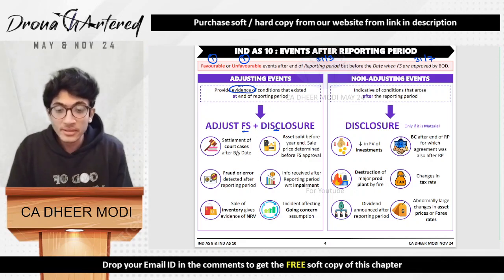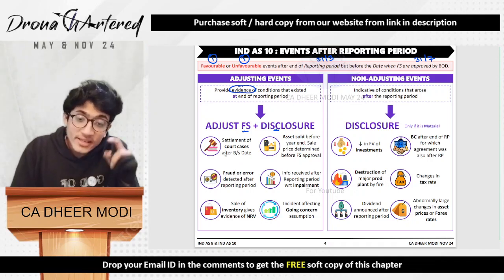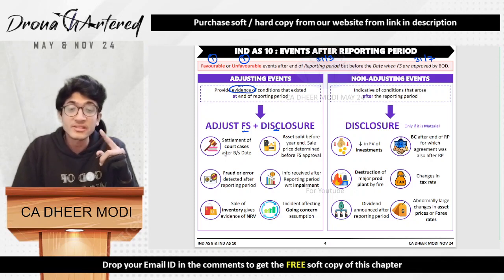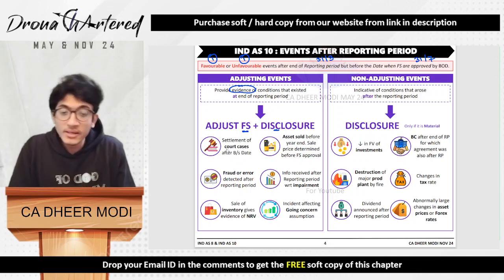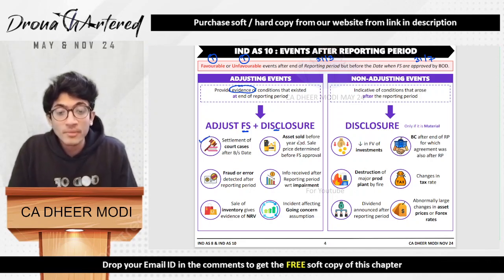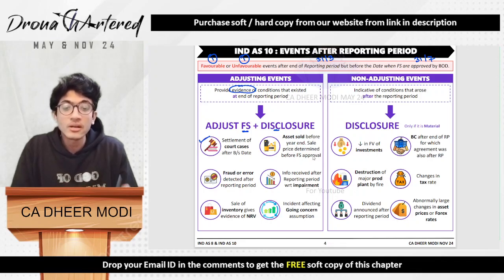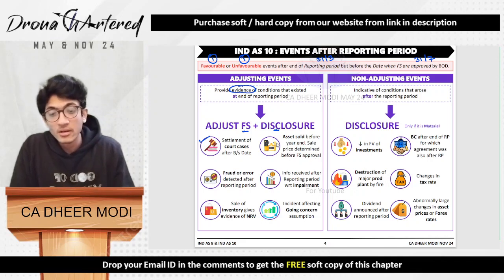Say for example, settlement of court cases after balance sheet date. Because this court case already existed at the end of reporting period, just that the result came in later, the settlement of court cases will be an adjusting event. Next, assets sold before year end, with the sale price determined before financial statements are approved. The asset was sold before the year end, but the price was determined later. Therefore, this also is an adjusting event.